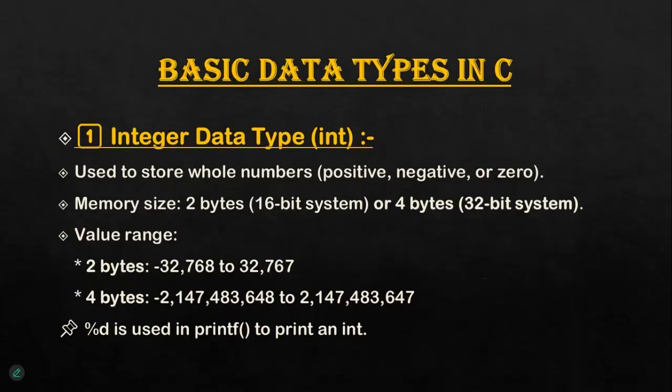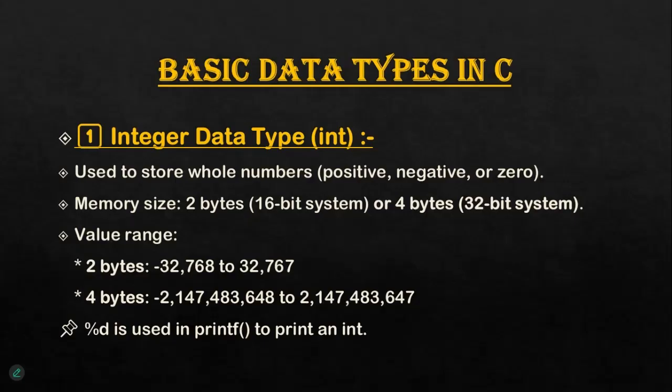In primary data types, at first we will learn about the integer data type, whose keyword is int. It is used to store whole numbers, like positive, negative, zero, any number. It can store only whole numbers. Memory size is 2 bytes or 4 bytes. It varies system by system. In a 16-bit system it can be 2 bytes, and in a 32-bit system it can be 4 bytes.